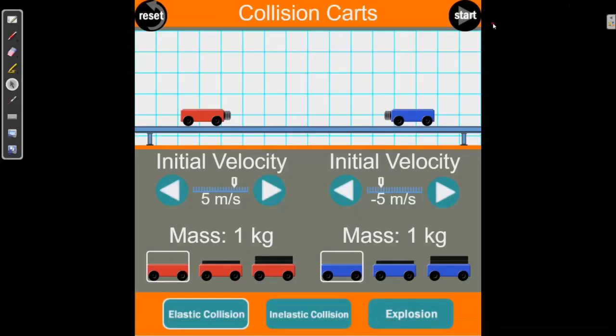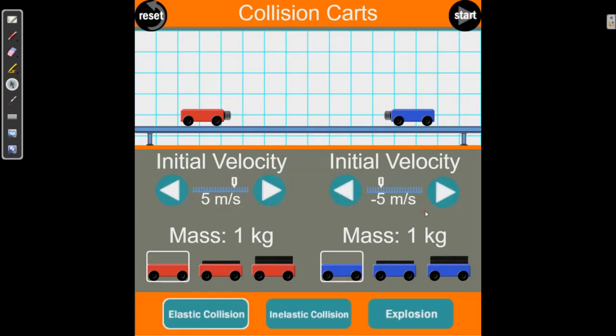Okay, so now let's get a little visual here. Let's actually do a little math calculation. We've got these red and blue carts, and they're going to collide with one another. I have this set up to be an elastic collision. I have the initial velocity of cart A at positive 5 meters per second, and then the initial velocity of the blue cart at negative 5.